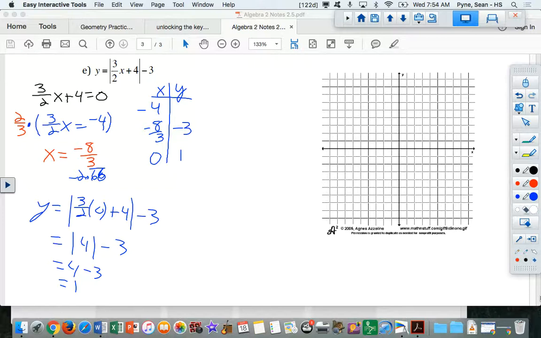Please do the next one on your own. Using -4 actually is a really smart choice. Wait, did you say it was a really smart or bad? Smart. Because it won't give us a decimal.